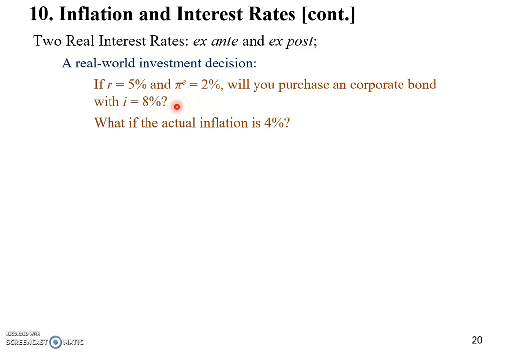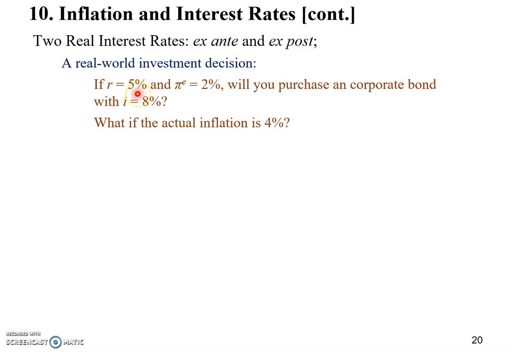Remember, the corporate bond offers 8% nominal rate, right? That's guaranteed. That's in the contract. This is something you cannot go back and change, right? Now, if the nominal interest rate is 8% and the actual inflation rate is 4%, your ex post real interest rate would be 8% minus 4%. So it's going to be 4%, right? Your ex post real interest rate would be 4%.